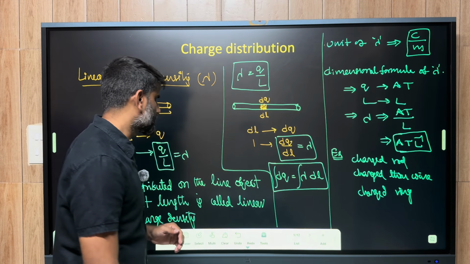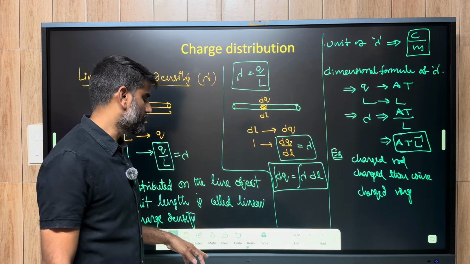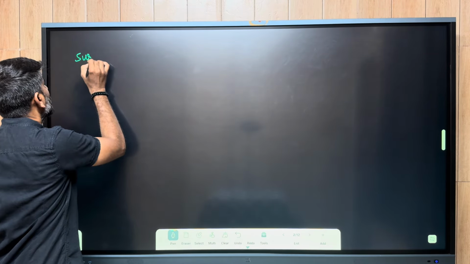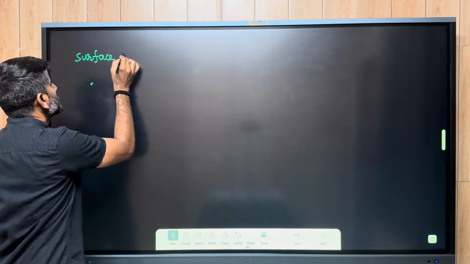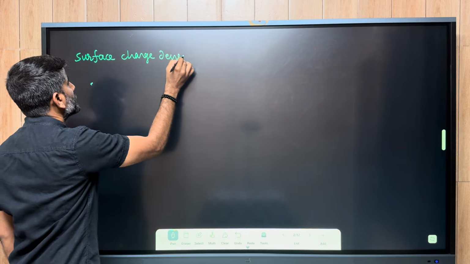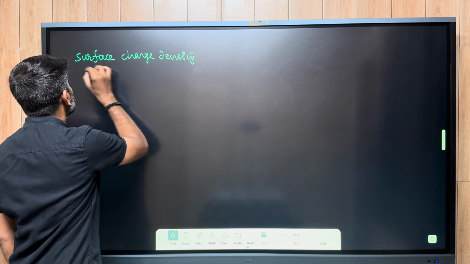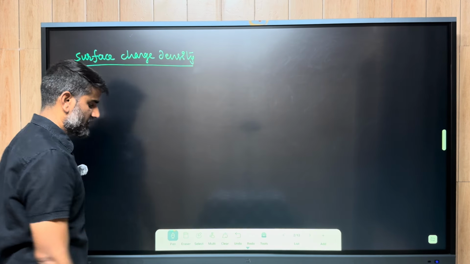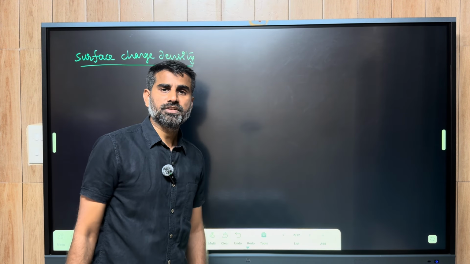Now let's move on to the next type of charge density, which is surface charge density. Surface charge density. Okay, how do we define this surface charge density?